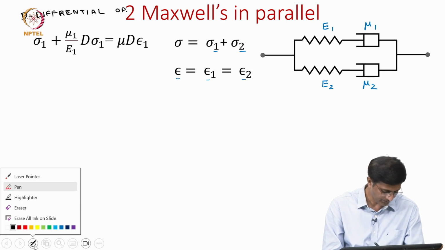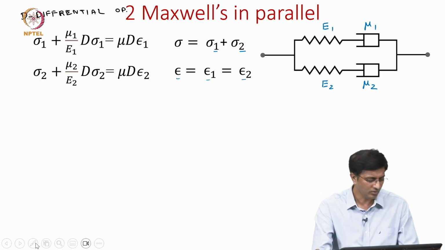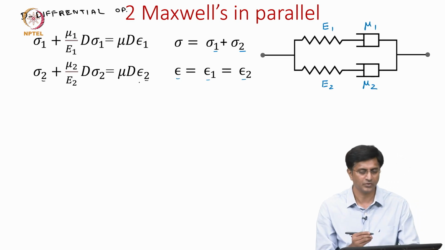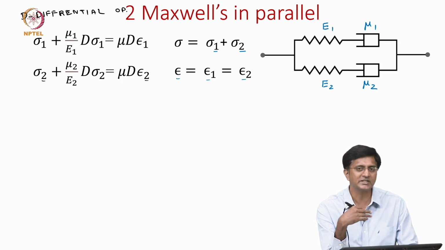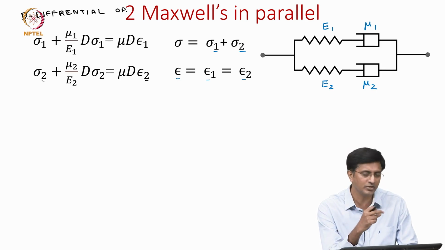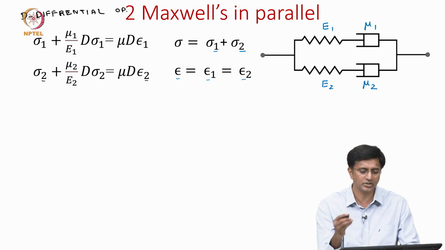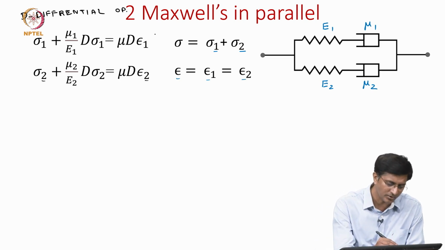Now, let us look at the constitutive equation for the second Maxwell model, which is similar. The only difference is that now we replace the stress with sigma 2 and strain with epsilon 2. Okay. So, now that we have the constitutive equations of the first and the second Maxwell model, let us see how we can use this information to develop the stress strain relation for these two Maxwells in parallel. For that, let us number these equations 1 and 2.